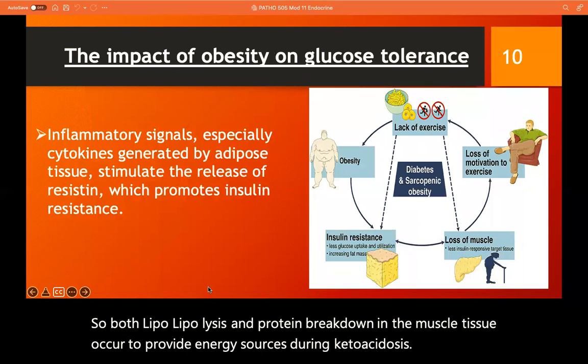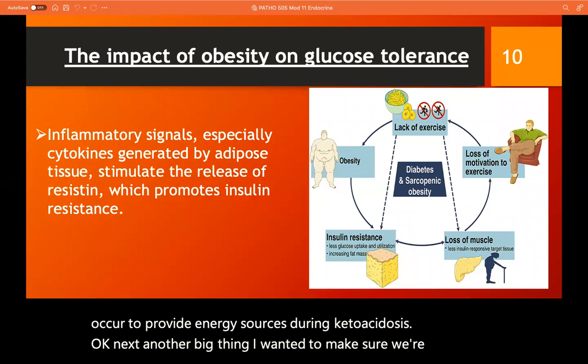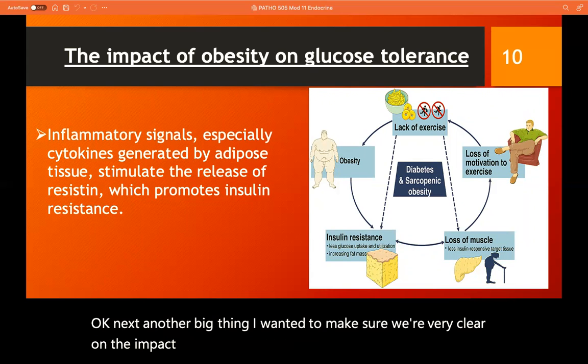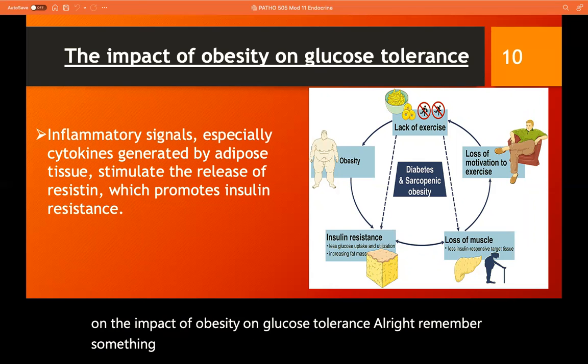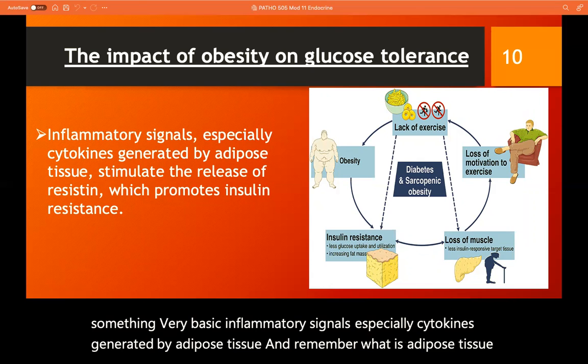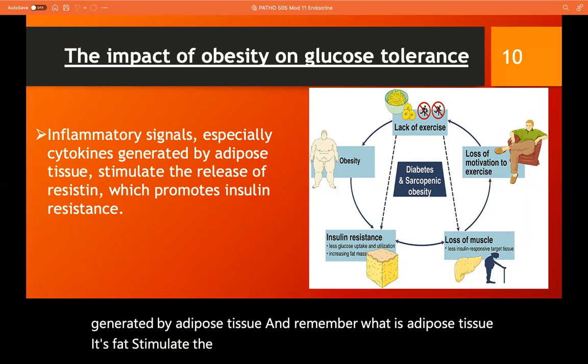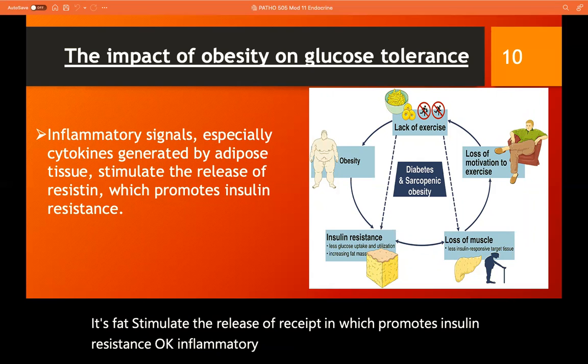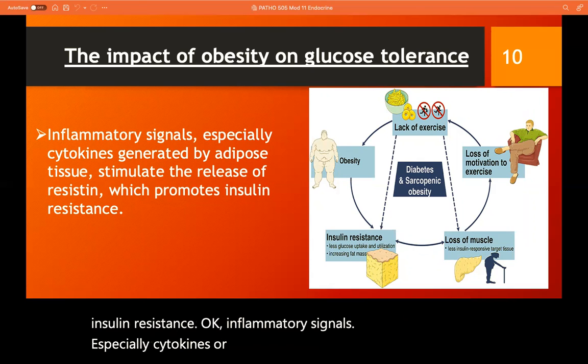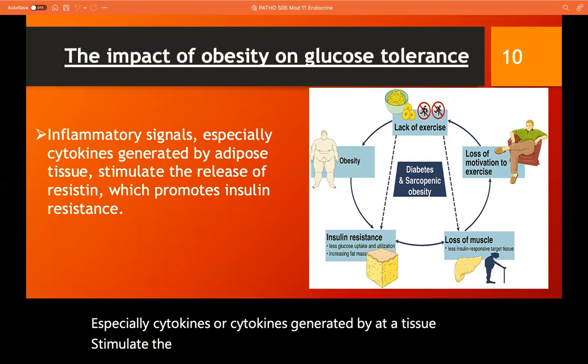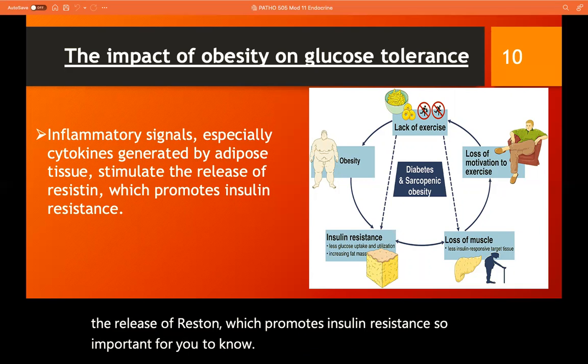Okay, next, another big thing I wanted to make sure we're very clear on, the impact of obesity on glucose tolerance, all right? Remember something very basic. Inflammatory signals, especially cytokines, generated by adipose tissue. And remember, what is adipose tissue? It's fat. These stimulate the release of leptin, which promotes insulin resistance, okay? Inflammatory signals, especially cytokines, generated by adipose tissue stimulate the release of leptin, which promotes insulin resistance. So important for you to know and understand the thought process.